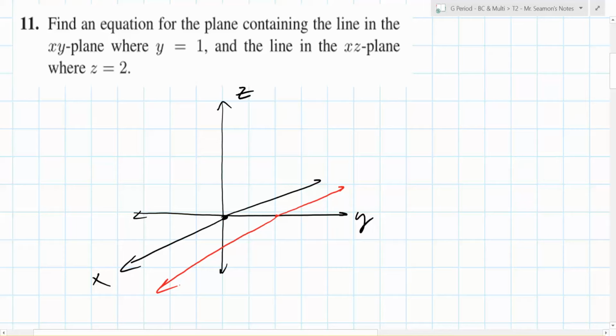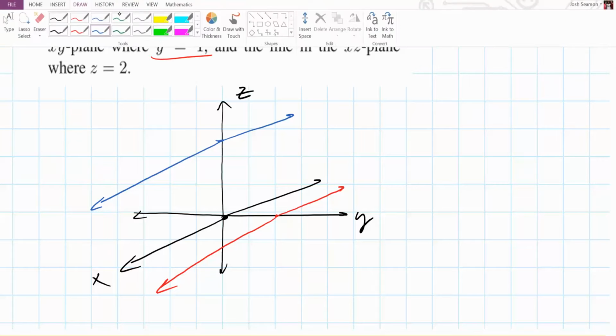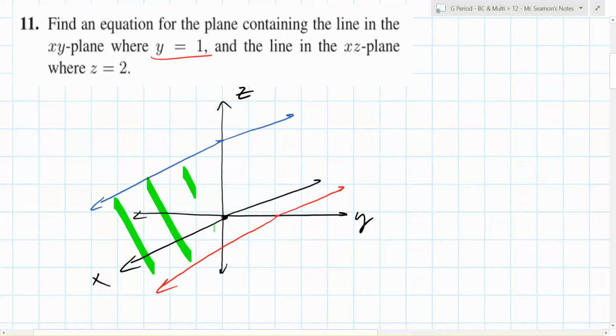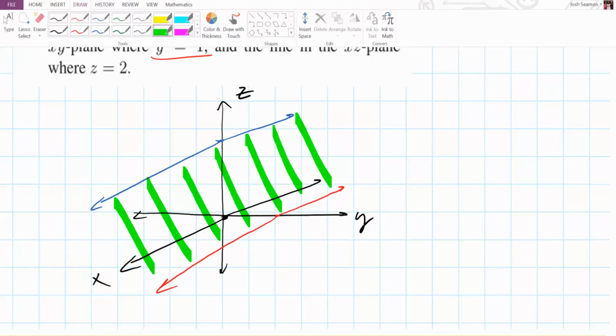And the line in the xz plane where z equals 2. So that's this one. Let's go to blue here, for example. So it's up here. Xz plane, so it looks like this. Okay, so what is this plane going to look like, therefore? There's red and blue right here. It kind of looks like this, right? There's your plane. What's the equation for a plane?